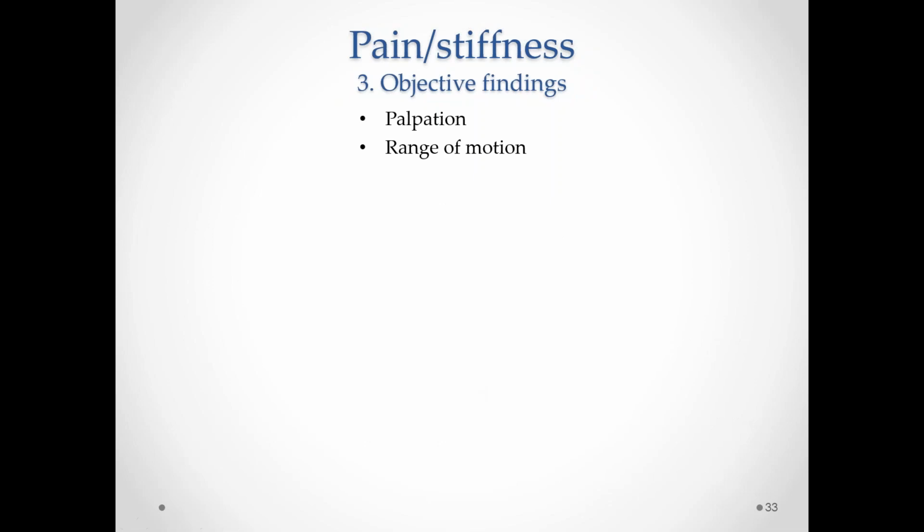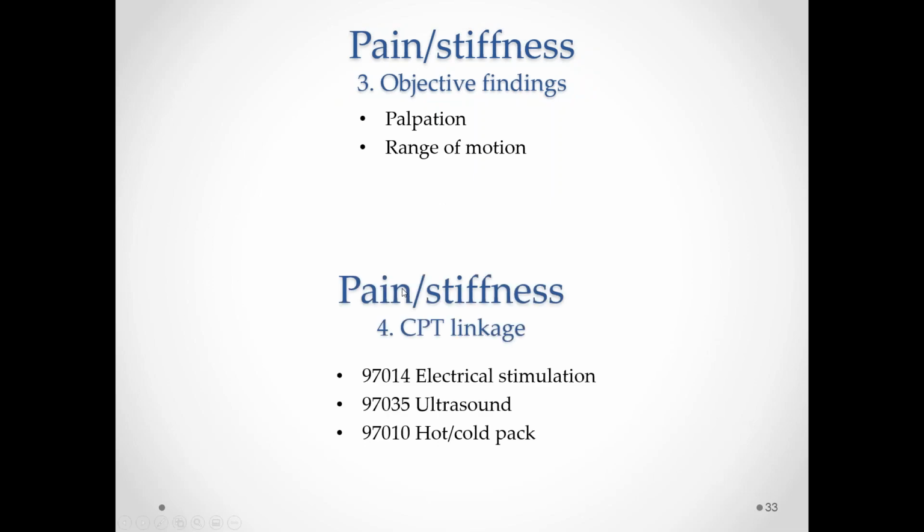So if you wanted to use a pain or stiffness diagnosis, I would expect your objective findings to have things like palpation and range of motion. I really don't know what else you can do. And I frankly don't think that those codes require much objective notes because they're not even a diagnosis of a condition. They're just a restatement of symptoms.